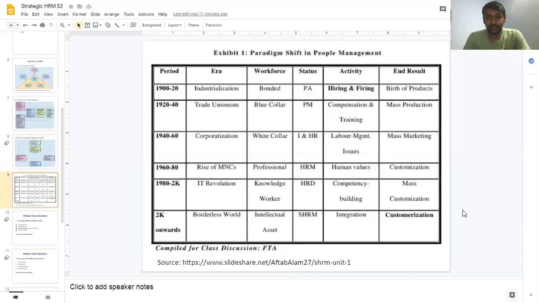So this is very important, as I already explained. From the 1900s to now, there has been a drastic change in human resource management. With this, I conclude my presentation on the evolution of strategic human resource management.